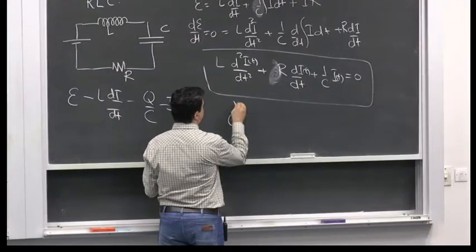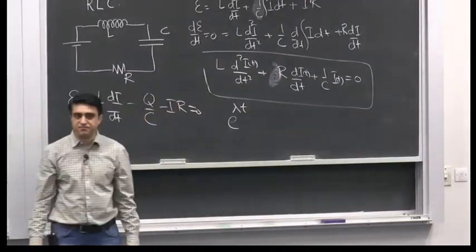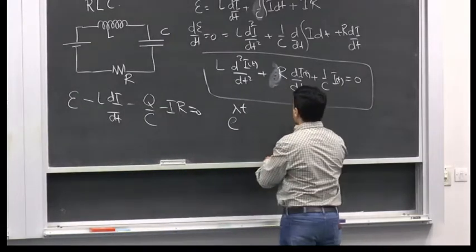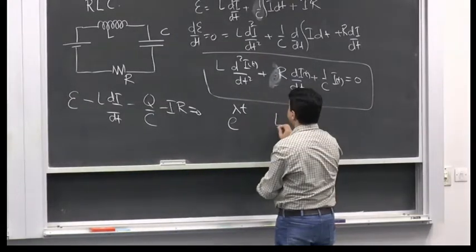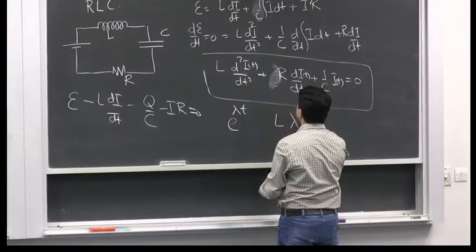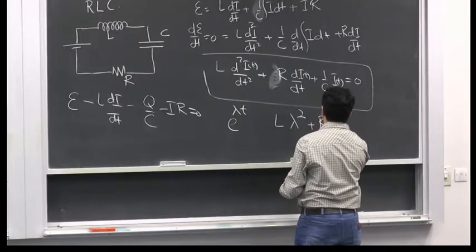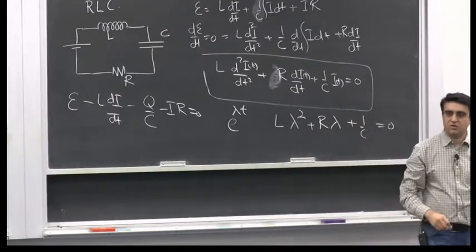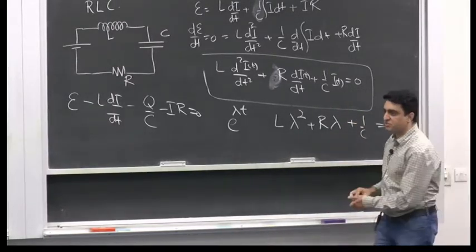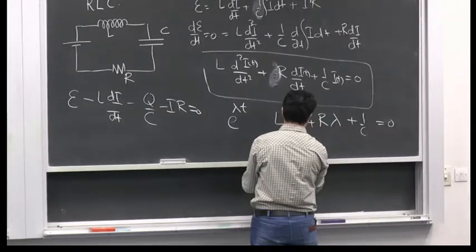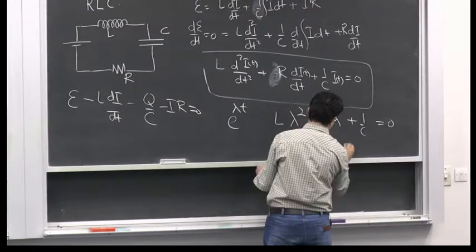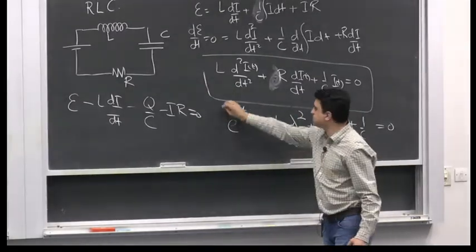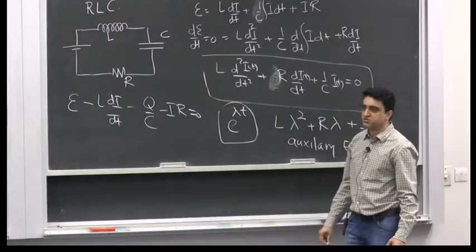It would have a solution of the form e to the power lambda t, such that lambda is given by a characteristic equation, which would be L lambda squared plus R lambda plus 1 over C equal to 0. If you know the roots of this equation, which is called the characteristic or auxiliary equation, you can put those lambdas in there and you would get your solution. That would be the form of your general solution for this equation.